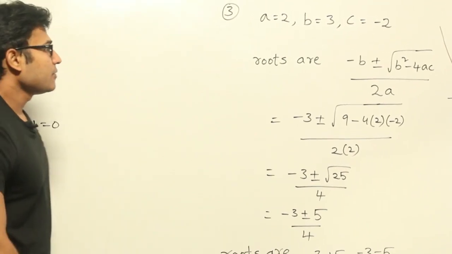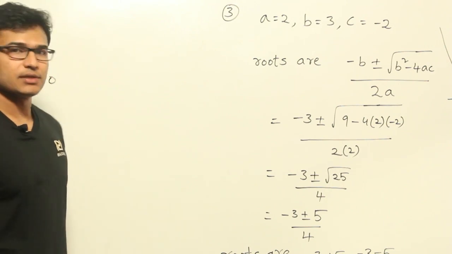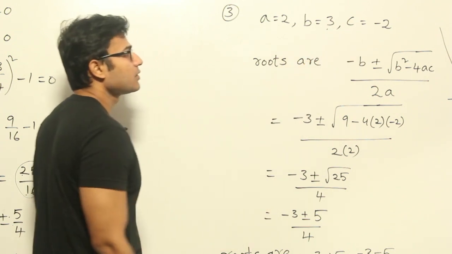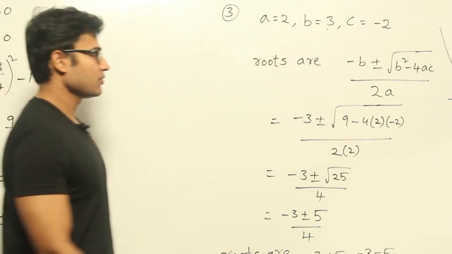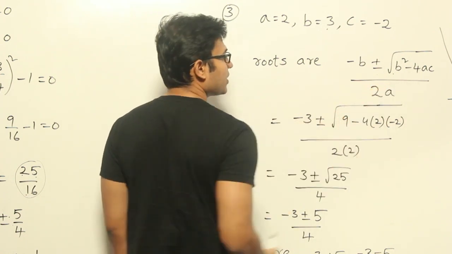Okay, now the third method is using the formula. For the formula, you should find out what a, b and c are in the equation. Now a is 2, b is 3 and c is -2. Then you can directly substitute in the formula. So what is the formula? Minus b plus or minus square root of b square minus 4ac, divided by 2a.